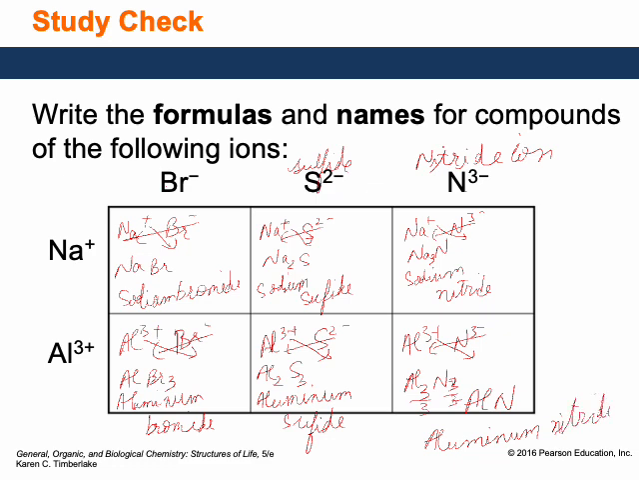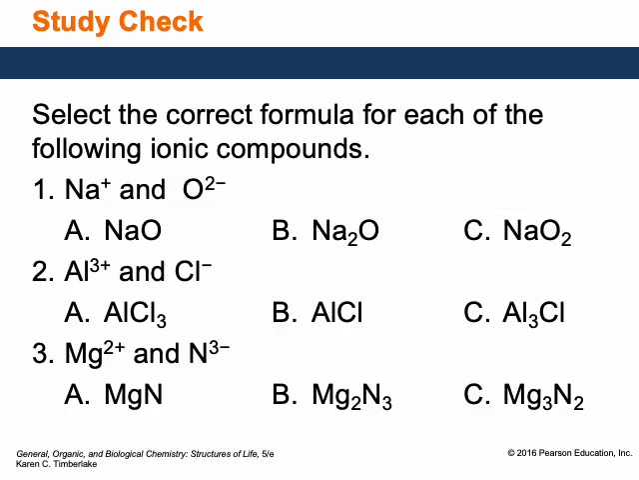Now these are all the examples when we are talking about representative elements where we can predict the charge on the metal. Here we have: select the correct formula for each of the following ionic compounds. Na+ and O2-, crossing over the charges, would give you Na2O. So the answer is B right here.